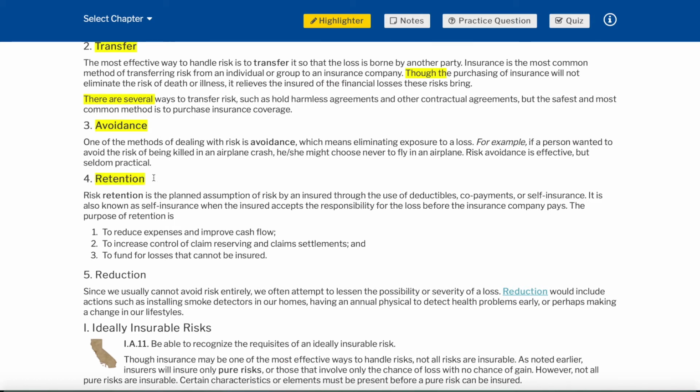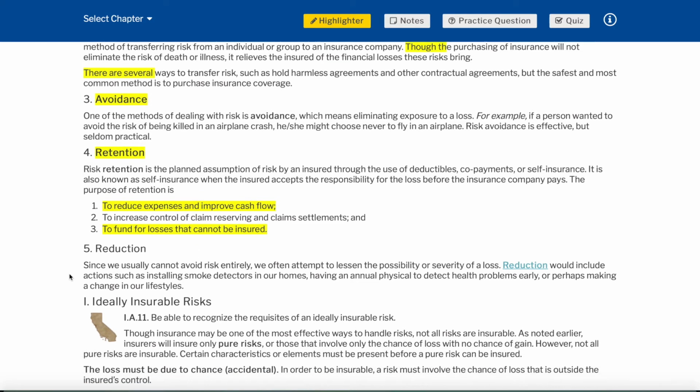4. Retention. Risk retention is the planned assumption of risk by an insured through the use of deductibles, co-payments, or self-insurance. It is also known as self-insurance when the insured accepts the responsibility for the loss before the insurance company pays. The purpose of retention is: 1. To reduce expenses and improve cash flow. 2. To increase control of claim reserving and claims settlements. 3. To fund for losses that cannot be insured.